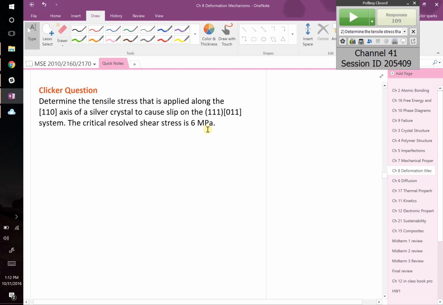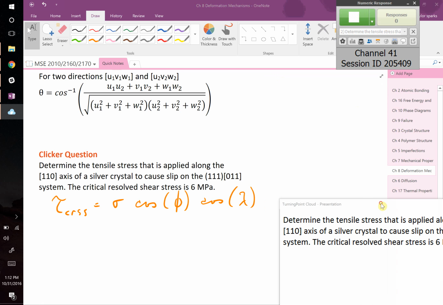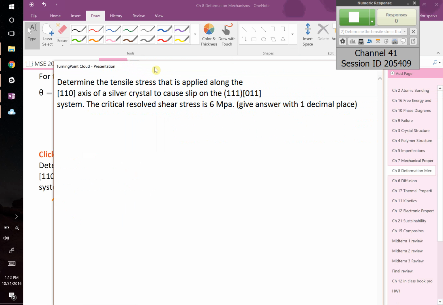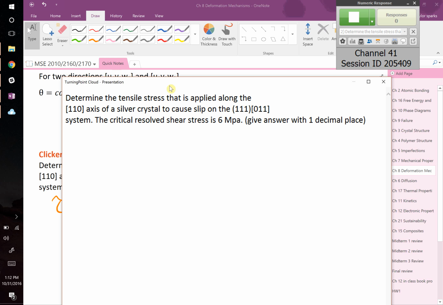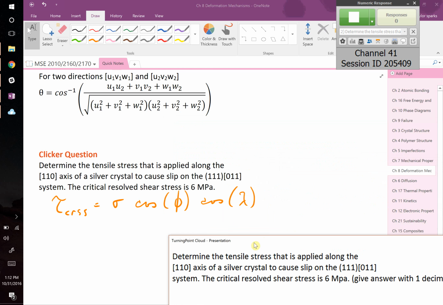Let's remind ourselves of the formula before we start. We know that tau CRSS is equal to the applied stress times cosine of phi times cosine of lambda. That is our equation for the angles. I'd like you to give your answer to one decimal place, in megapascals.